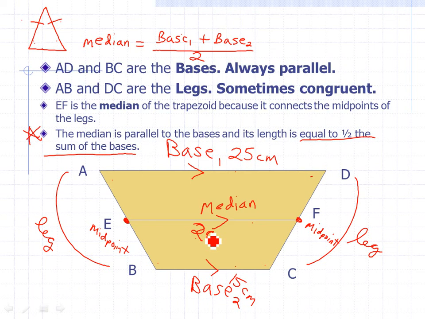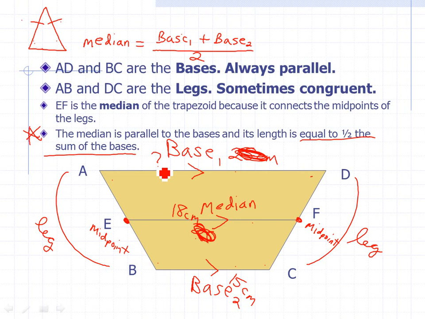All right? What if I did this? Let's get rid of those two. We'll leave that one 15. What if I told you the median here was 18 centimeters? Could you find the base? Yeah. How would you go about doing that? You have to put base 2 in there, and you put the median in there. So you could use the formula backwards, right?